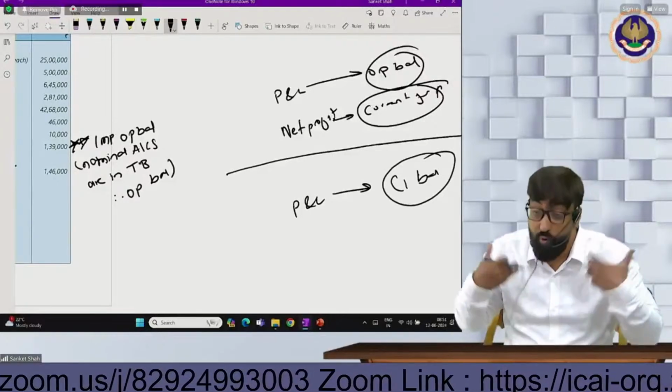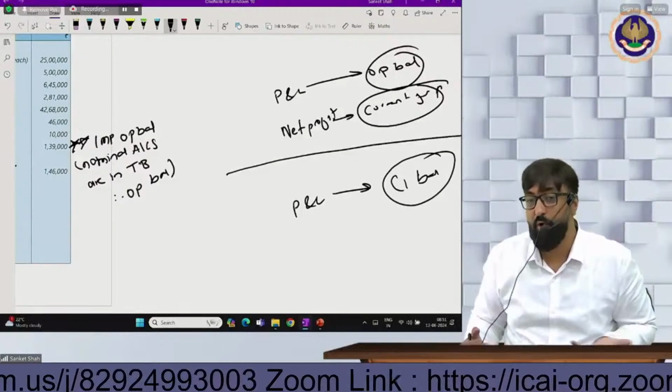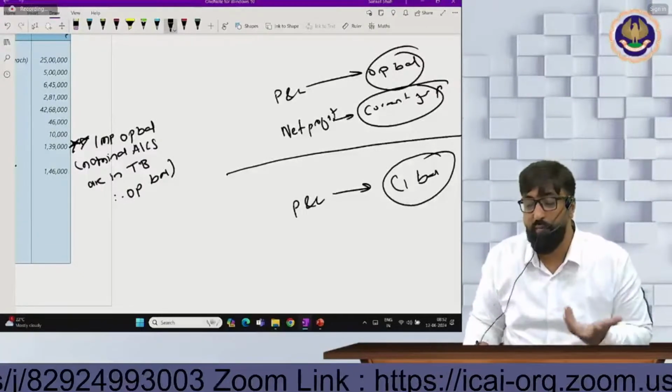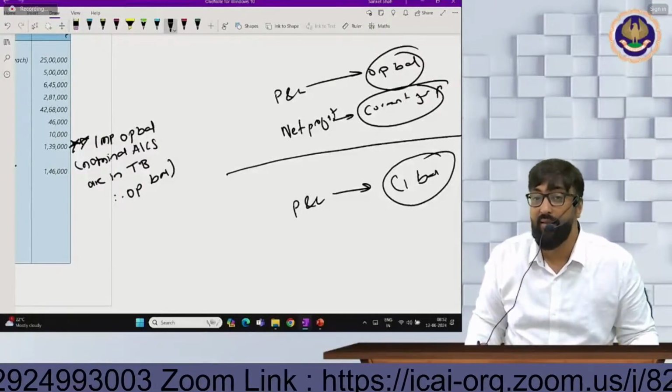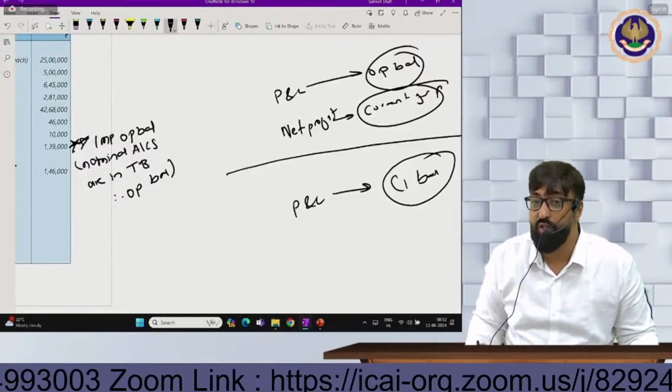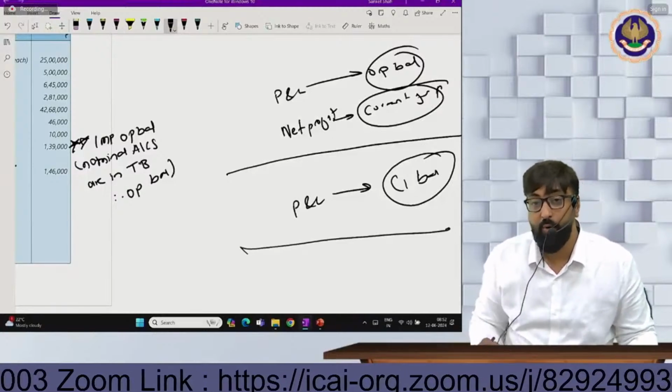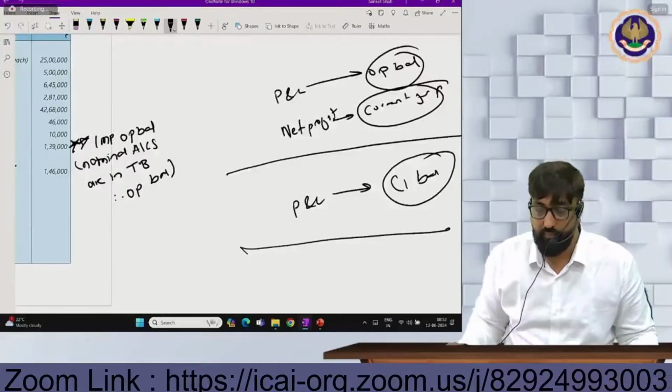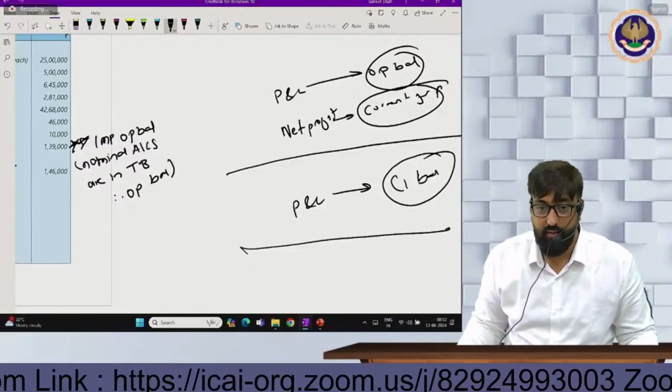So you just have to read your trial balance properly, not the balance sheet. You should know how to read the trial balance. So you just have to check that: P&L, net profit and P&L. Easy? Yes, sir. Easy.